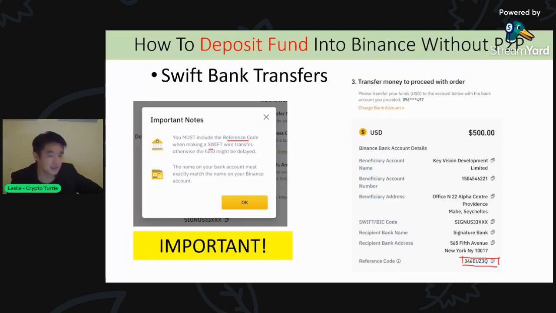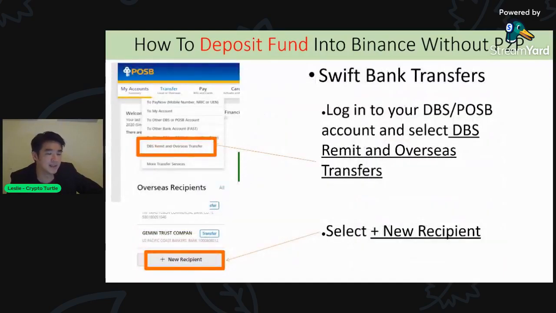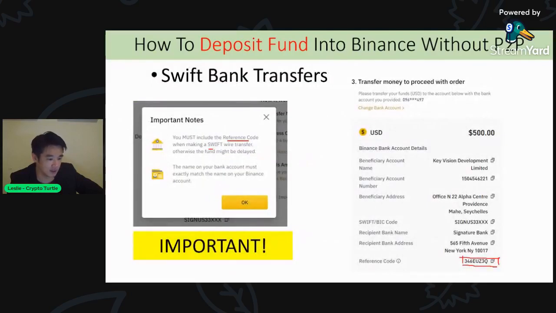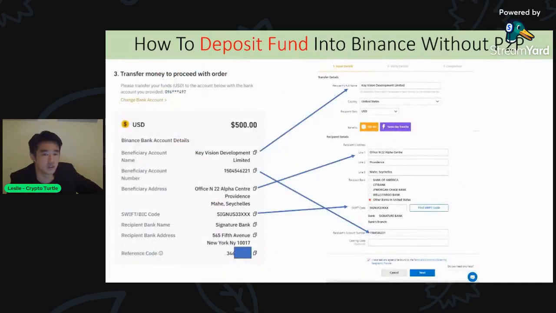So what happens next? What you're going to do next is go to your POSB or DBS account. Go under transfer, find DBS remit and overseas transfer. Then click on it, then click plus new recipient. And remember the previous slide, you have all these details. You will need to key in all these details. This arrow may look confusing, but I promise you it actually is not. It's just that this one line is crossing right here.